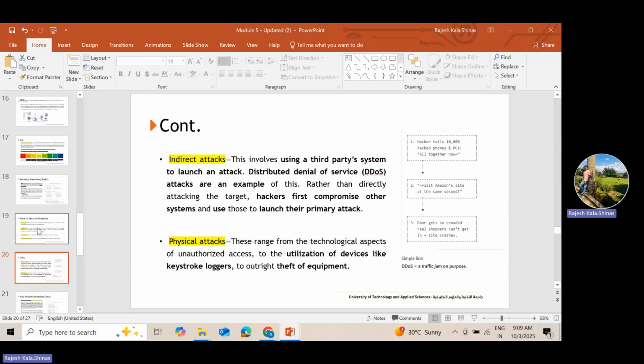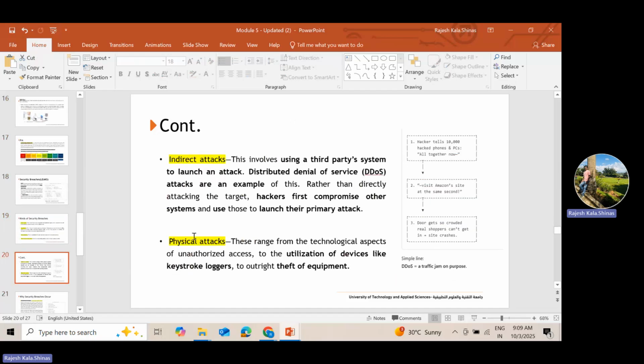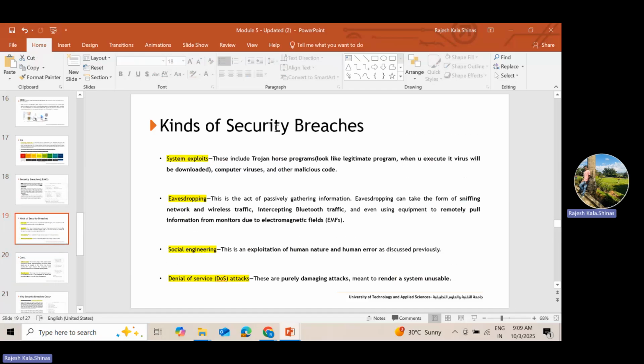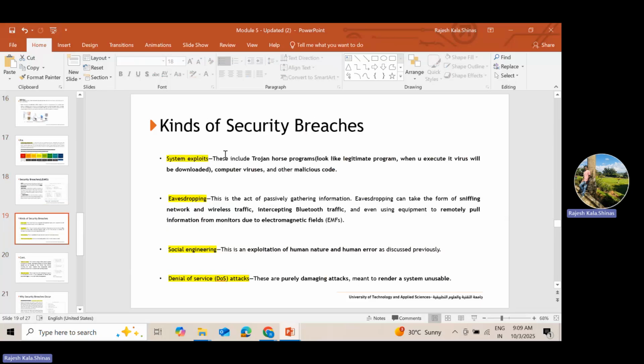There are different types of attacks: system exploit, eavesdropping, social engineering, denial of service attack, then indirect attack and physical attack. All of these come under the kinds of security breaches. We looked at what will go wrong if a security breach happens, and what damages occur, tangible and intangible, along with the different types of security breaches.